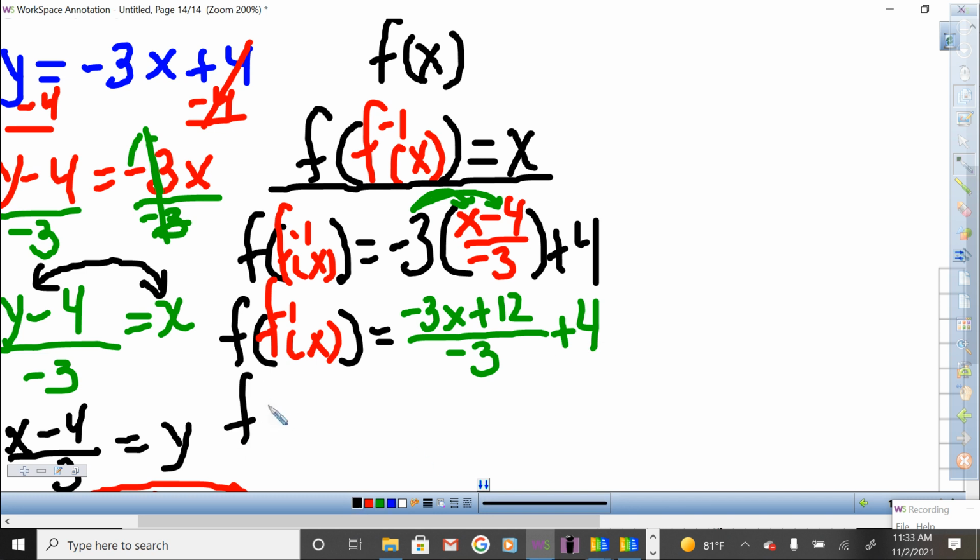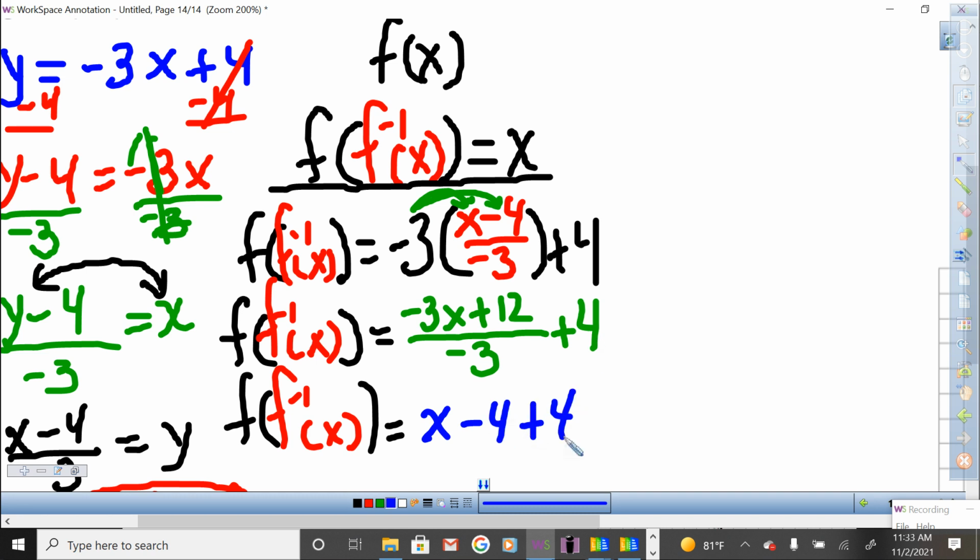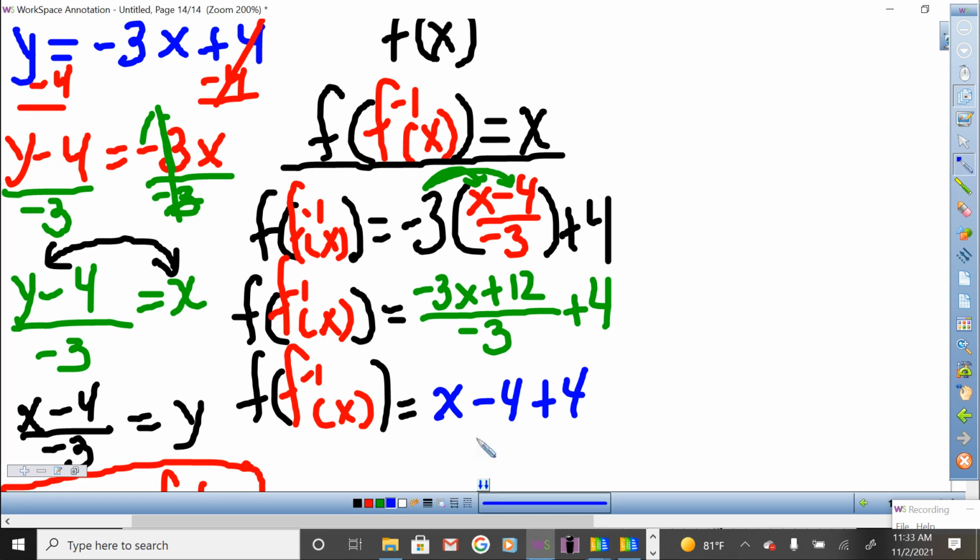All right, next. Let's see. What is -3x over -3? X. What is 12 over -3? -4, and I bring down the plus 4. You're like, oh snap, Mr. Q, I think I see it. I know, right?